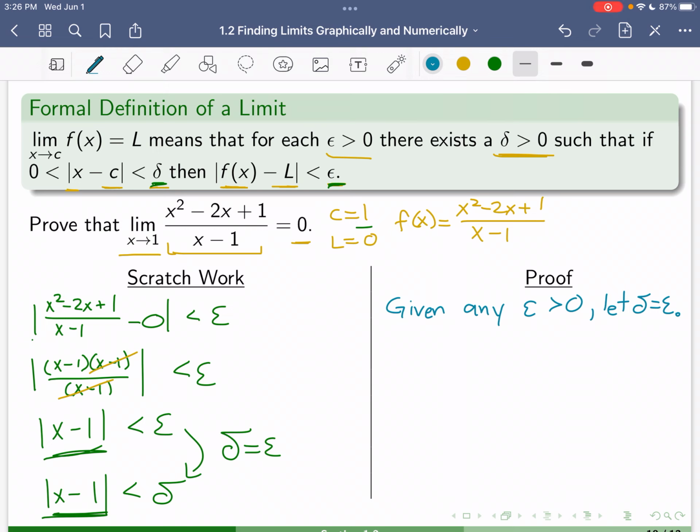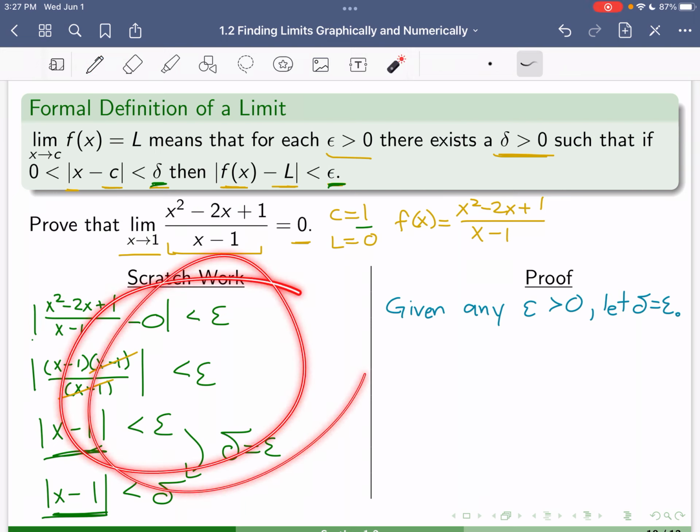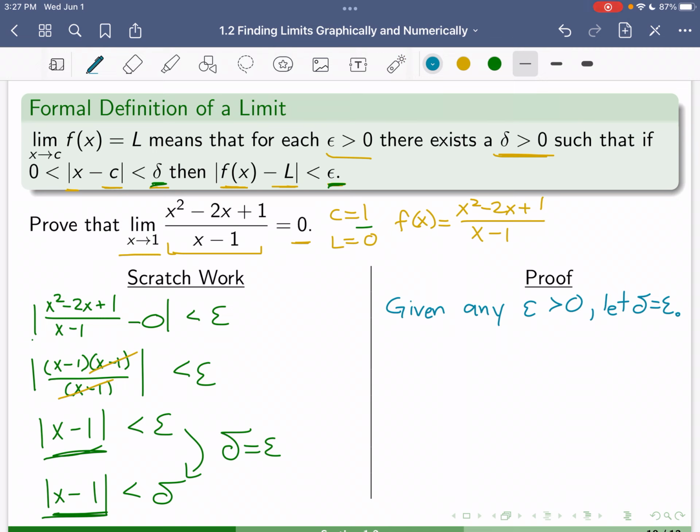In math textbooks or math papers later on in your life that you might encounter, all of the scratch work is left as an exercise for the reader, and so you would just have to do that on your own. It feels like the delta is just magically showing up. It's not magically showing up. The author of those texts has done scratch work just like this in the background at some point in time. All right, so given any epsilon greater than 0, let delta be equal to epsilon.